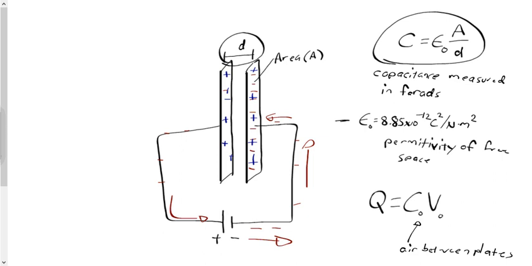Here we have this equation Q equals CV, where C is the capacitance of the capacitor. C naught would be meaning that you're assuming that it's just air between the plates at that point. V would be the electric potential or voltage between the plates.